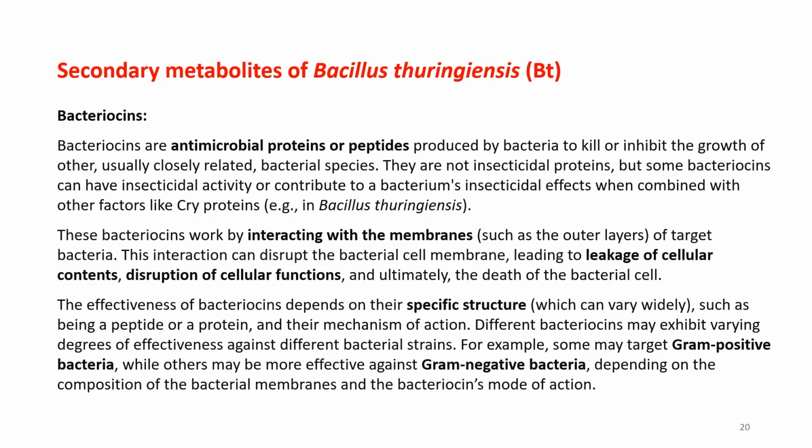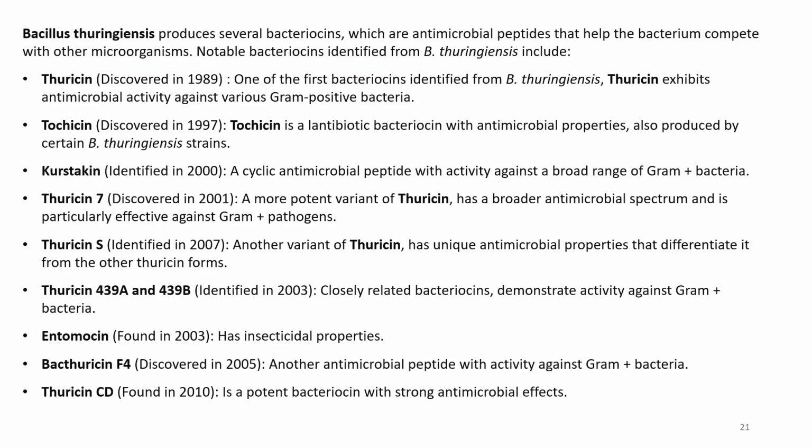The effectiveness of bacteriocins depends on their specific structure, which can vary widely, such as being a peptide or a protein, and their mechanism of action. Different bacteriocins may exhibit varying degrees of effectiveness against different bacterial strains. For example, some may target gram-positive bacteria, while others may be more effective against gram-negative bacteria, depending on the composition of the bacterial membranes and the bacteriocins' mode of action.